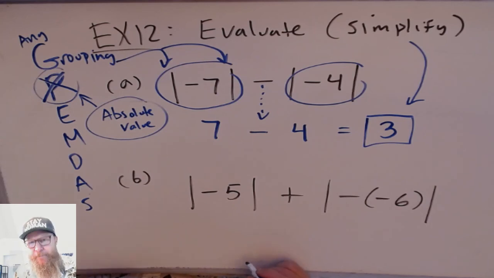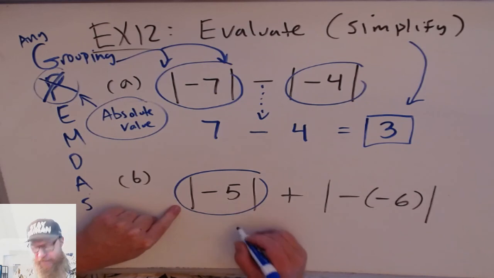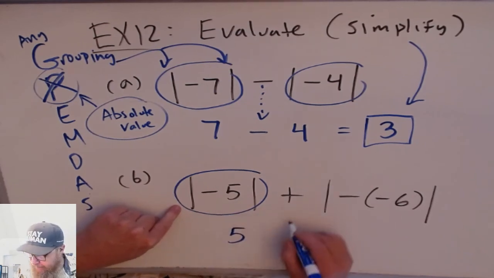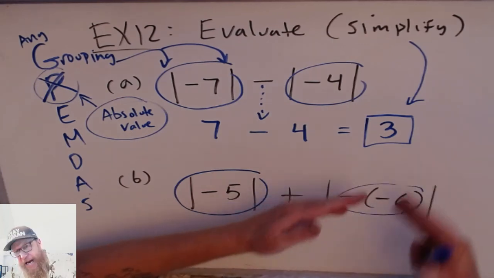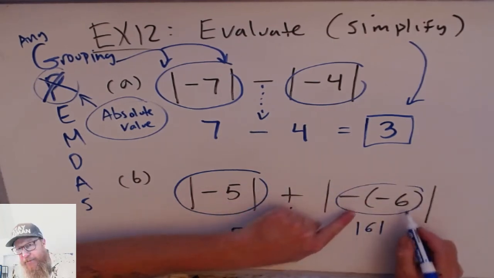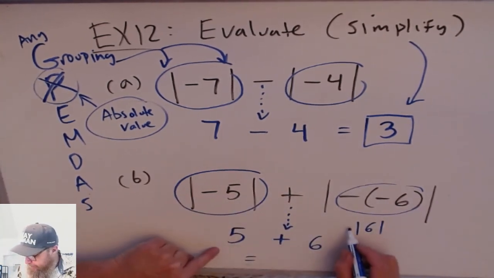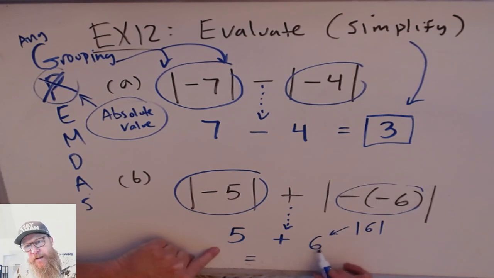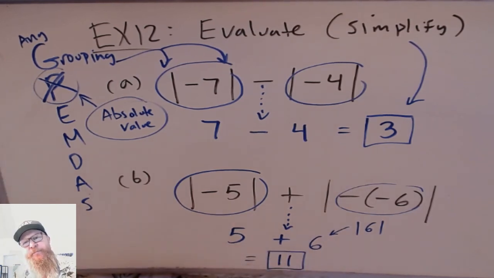All right. Same thing here. Simplify the absolute value of negative 5. That's 5. Bring down the plus sign. Work from the inside towards the outside. So that'll be 6. Absolute value of 6 is just 6. And then 5 plus 6 is 11. There you go.